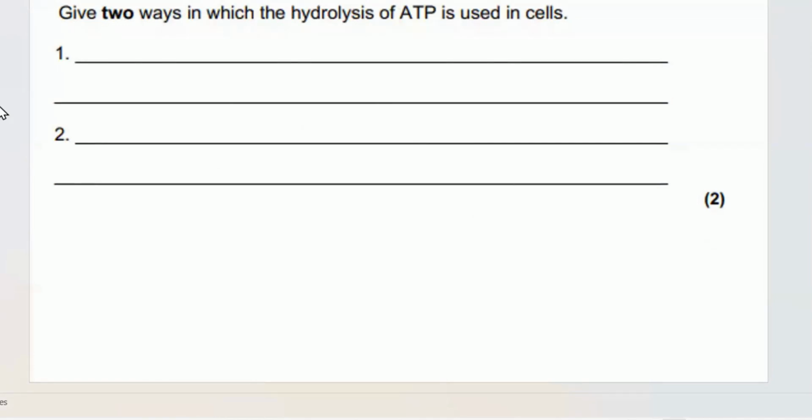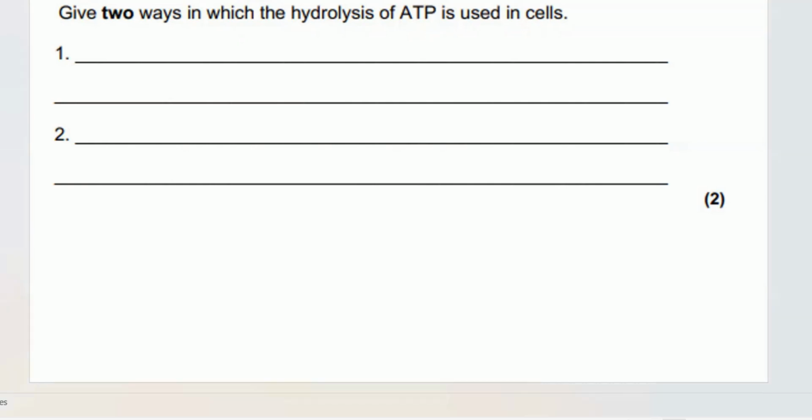Forgive me if the ATP questions are sounding awfully familiar, but give two ways in which the hydrolysis of ATP is used in cells. So how do cells use the breaking of ATP? We just went over this a couple of questions ago. So when we split ATP, what is it that we produce that is useful for cells? Make sure you pause the video and have a go.